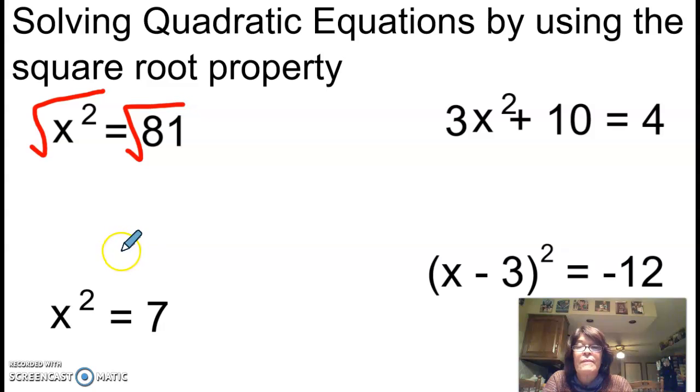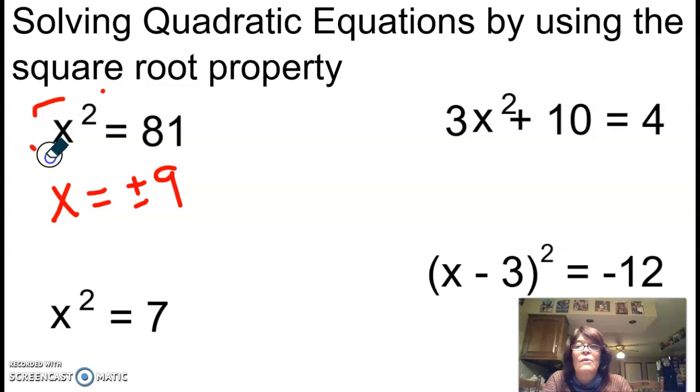square root of 81. Okay, the square root of x squared will give me x. The square root of 81 will give me either plus or minus 9. Realize when you take the square root, you need the plus or minus, okay? Because look, the original equation was what squared equals 81. Well, 9 squared equals 81, and negative 9 squared equals 81. You need to put that plus or minus there. Okay, so there we got two rational answers.